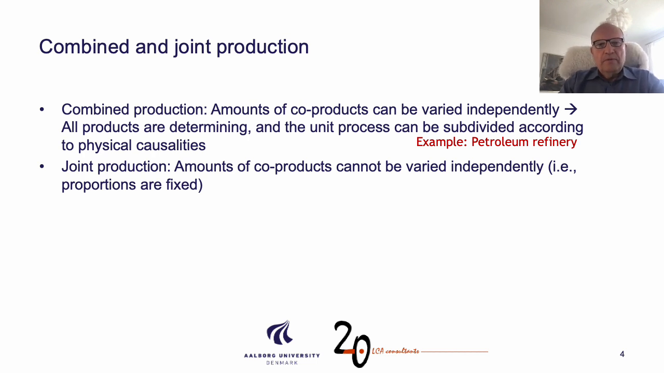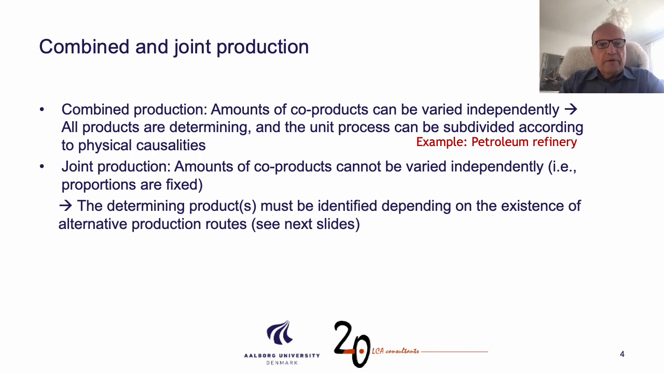In joint production, the amount of co-products cannot be varied independently. That is, their proportions are fixed. The determining products must therefore be identified by analyzing the existence of alternative production routes, and that is what I will explain in the following slides. An example of a joint production is soy oil and meal, where the proportion between the two products is given by a biological basis.